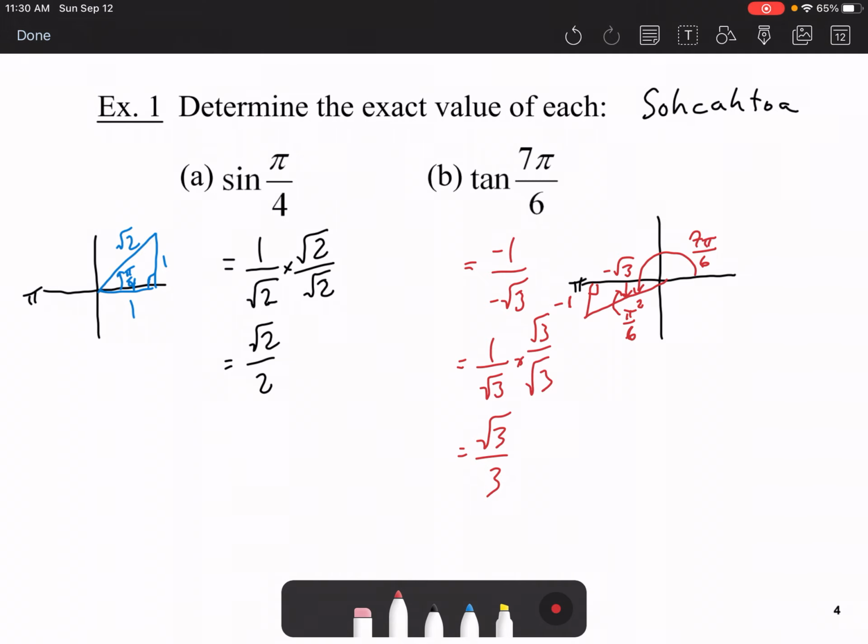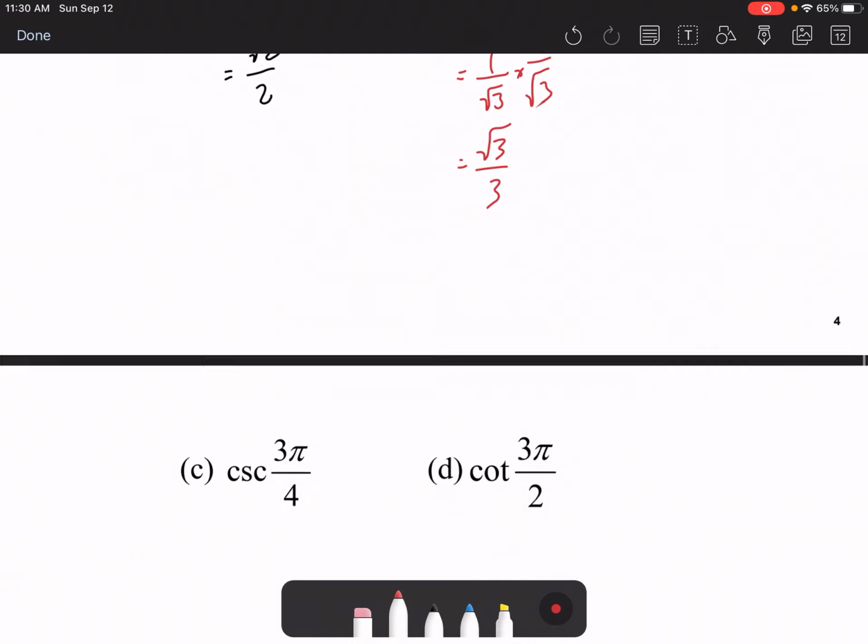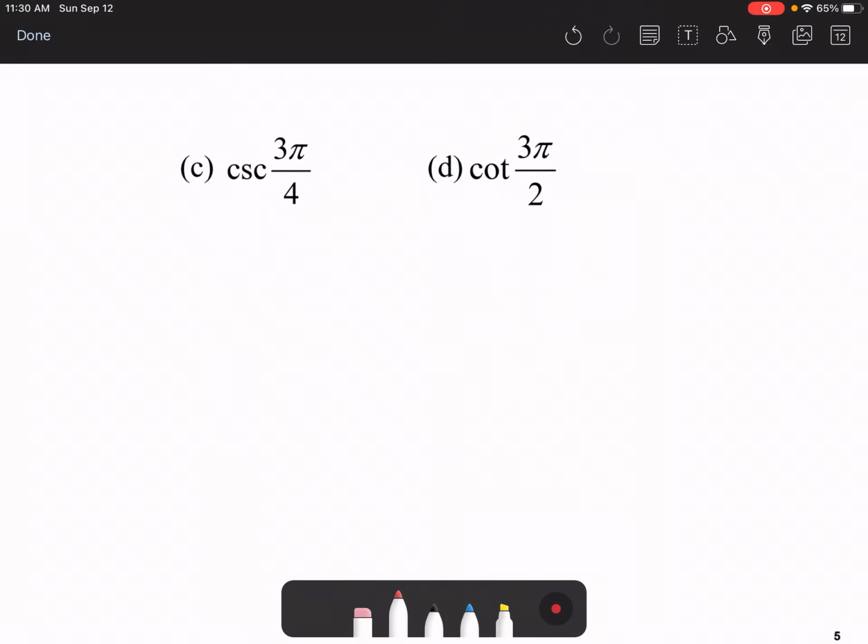Okay, so let's try some more complicated examples. If you know what to do with these ones, I suggest that you pause the video and try it out on your own.